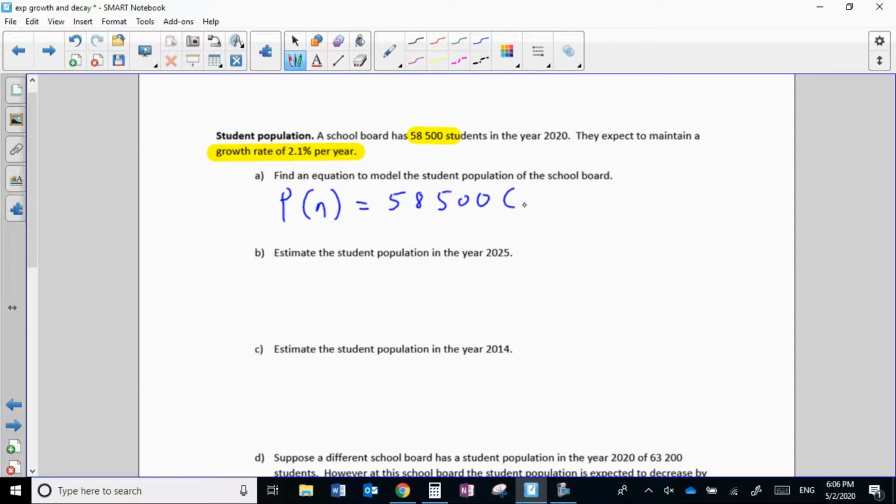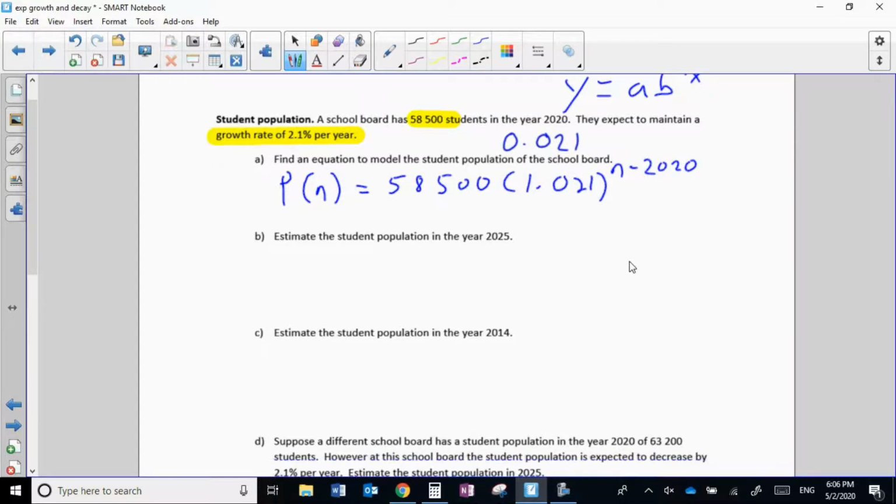The growth rate is now, well, 2% is 0.021. We're going to add 1 to that to get 1.021 as a growth rate to the power of N, and I'll go N minus 2020. So N is the year and P is the population. All I'm doing is using this basic formula where A is my initial amount, 58,500, and B is my growth rate, in this case 1.021.